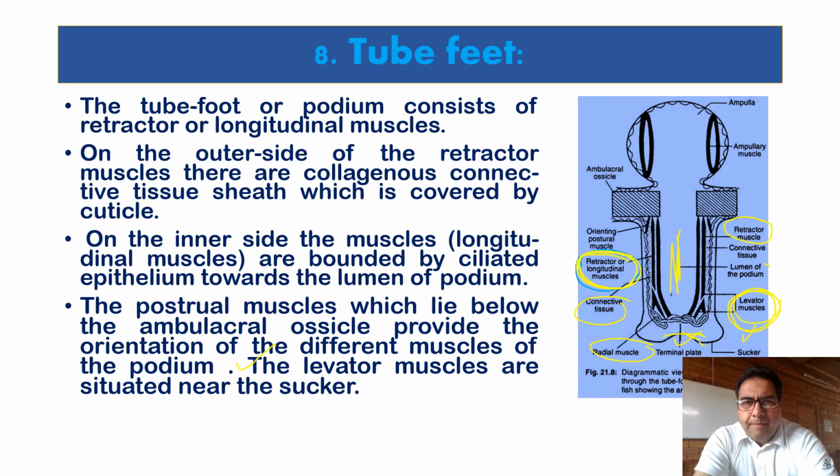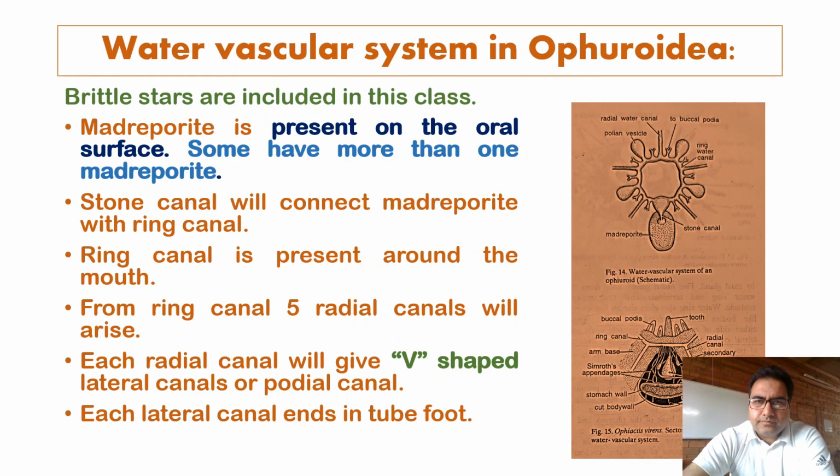When we talk about this ampulla, it lies within the arm. It projects into the coelom above the ambulacral pore, which is a gap between the adjacent ambulacral ossicles for the passage of the podium. The tube feet are the chief locomotory and respiratory organs in the case of Asterias. Now, this was all about the water vascular system in the case of Asterias.